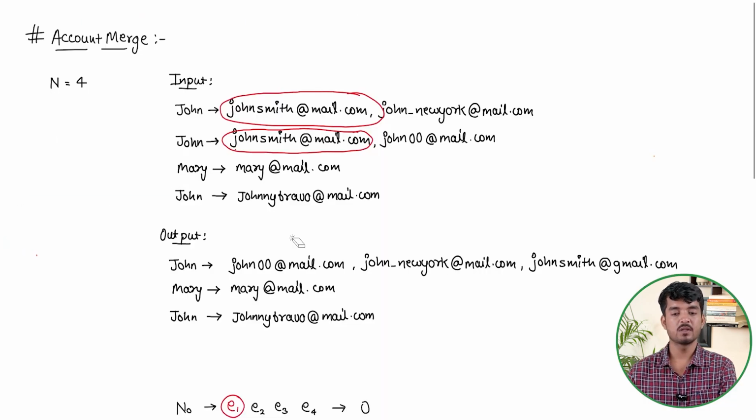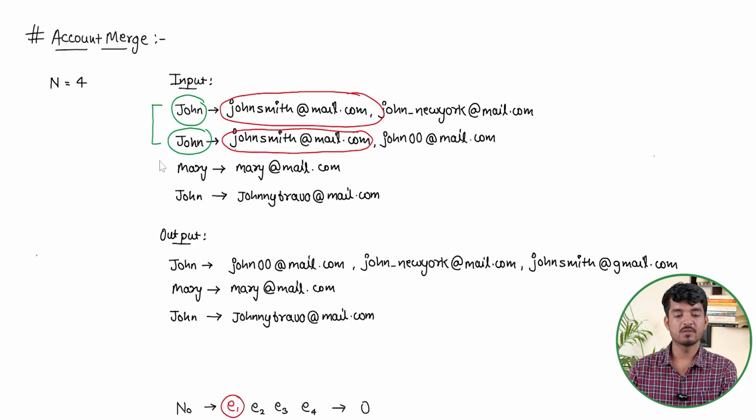For the first example, there are four accounts. The first account's holder name is John, and the corresponding emails are johnsmith@mail.com and johnnewyork@mail.com. For the second account, the person name is again John, and the corresponding emails are johnsmith@mail.com and john00@mail.com. We can see johnsmith@mail.com is common in both accounts, so both accounts belong to the same person, and we have to merge these two accounts together.